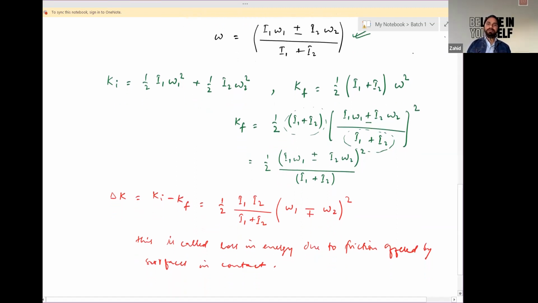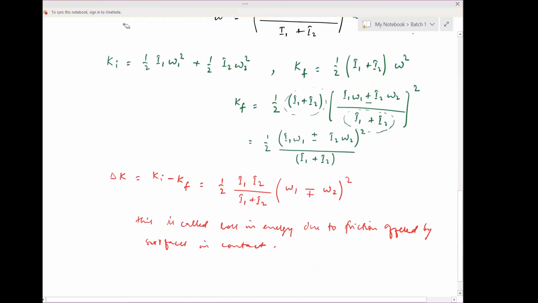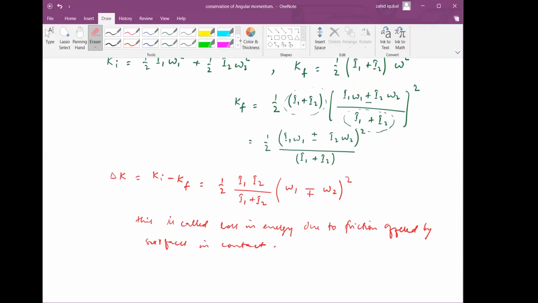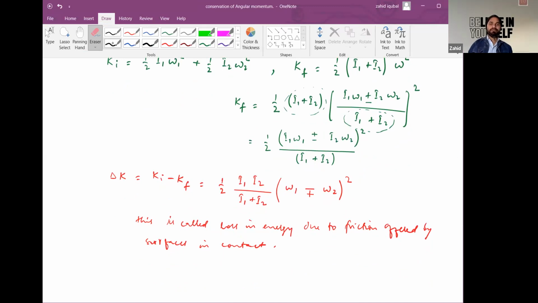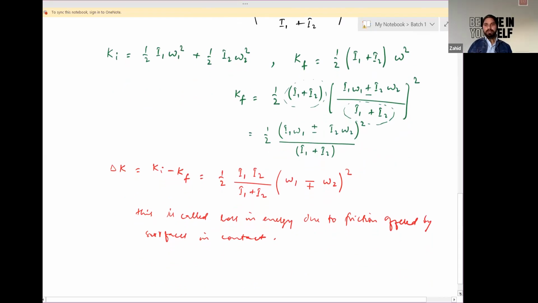Salman, is it clear now? Yes, sir. The first part was about how you got that equation. Now it's fine. Okay. It was based on conservation of angular momentum.